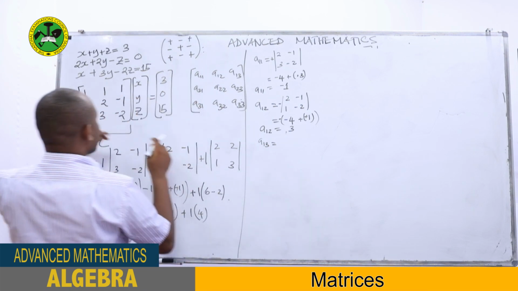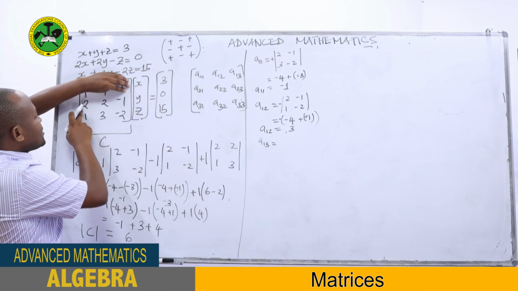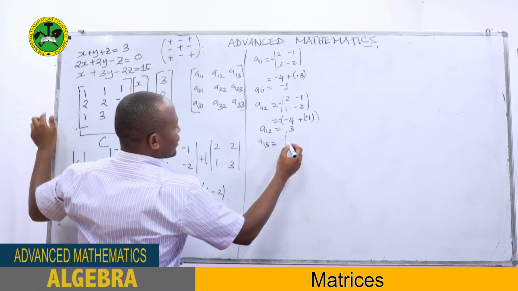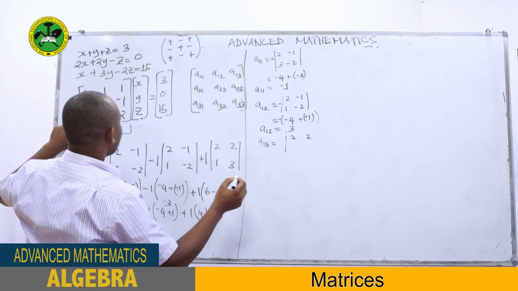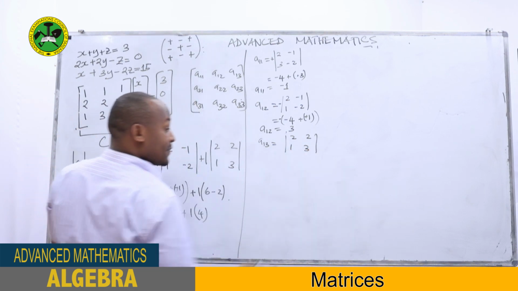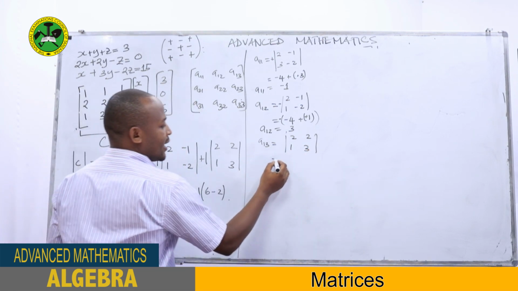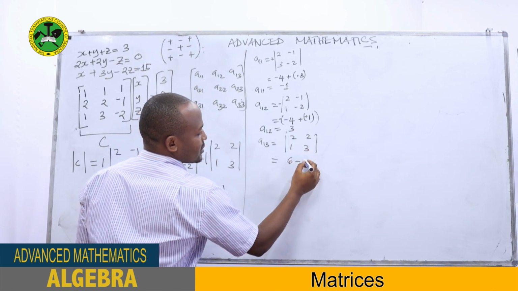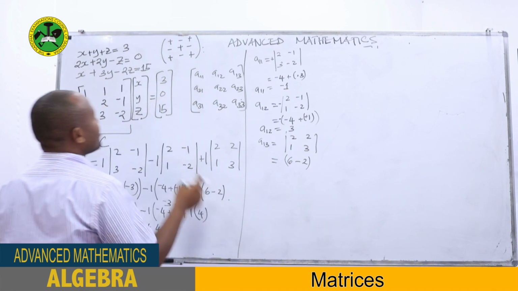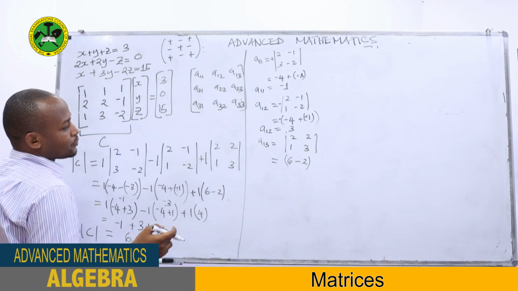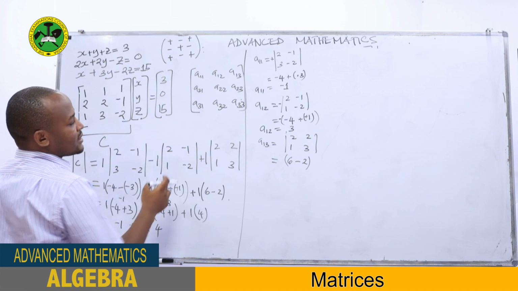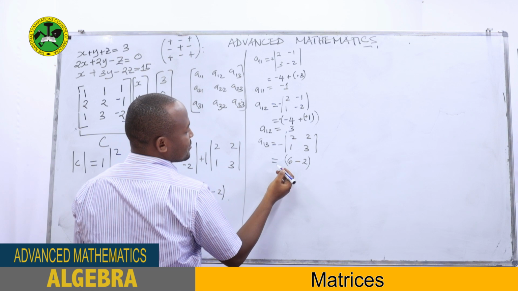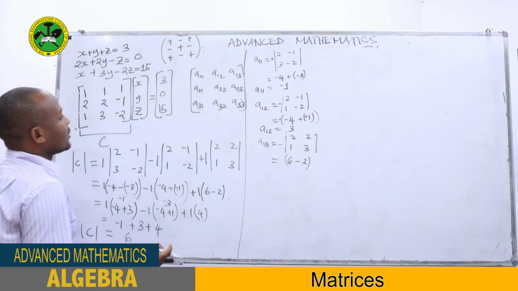Now let's go to A13. Equals what? We are talking about that position there. That means 2, 2, 1, negative, and 3 are left. We have 2, 2, 1, 3 left. Now finding the determinant of that equals what? 6 minus 2. And remember, the pattern says that is negative. That means there we are supposed to multiply by negative.